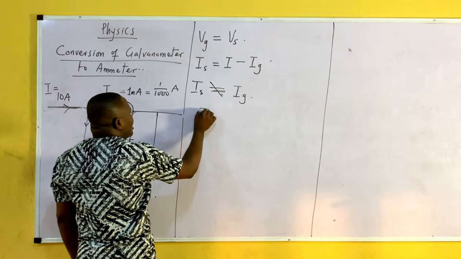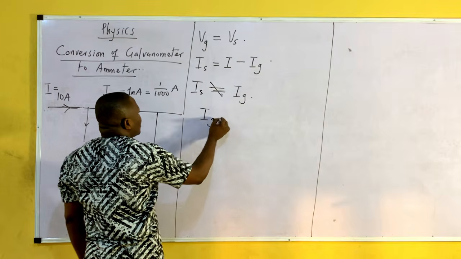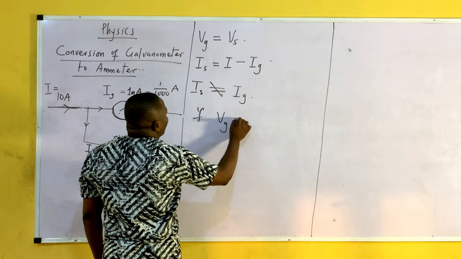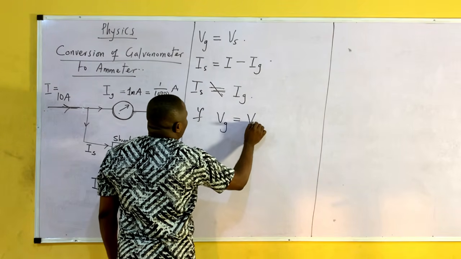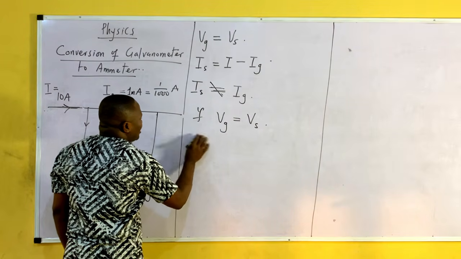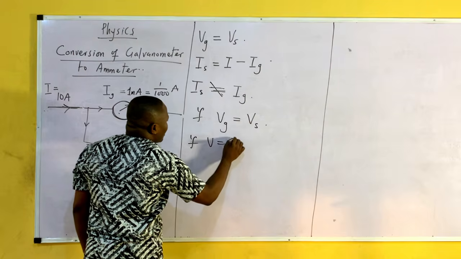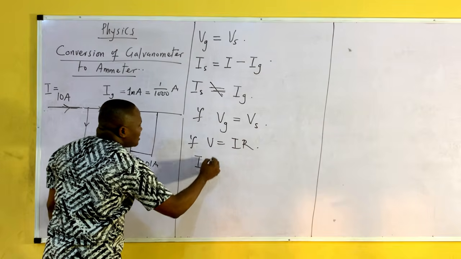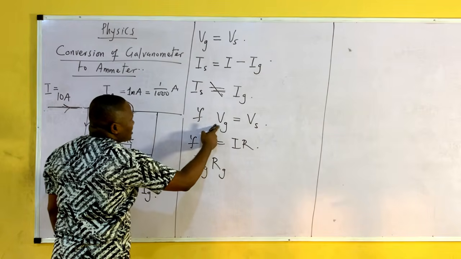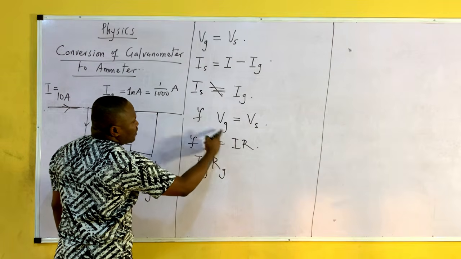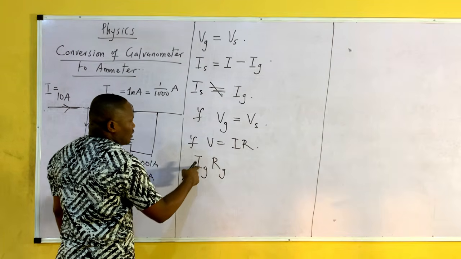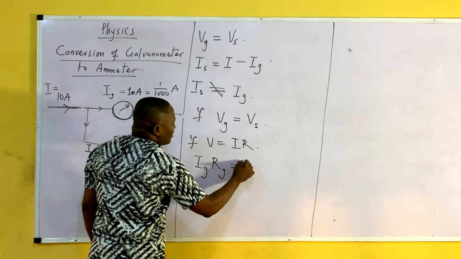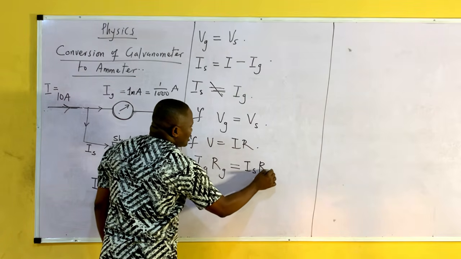So I will now say that if the voltage of the galvanometer equals the voltage of the shunt, therefore V equals I arrow. So the current of the galvanometer times the resistance of the galvanometer, because V equals I arrow, so in place of V, I'm putting I arrow. So the current of the galvanometer and resistance of the galvanometer is now equal to the current of the shunt and resistance of the shunt.